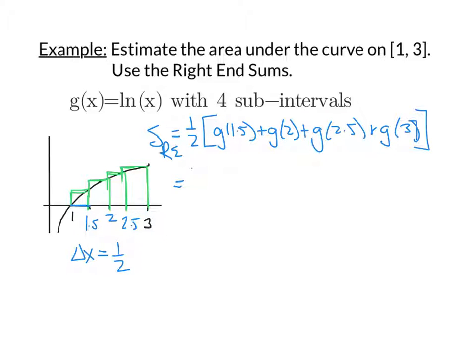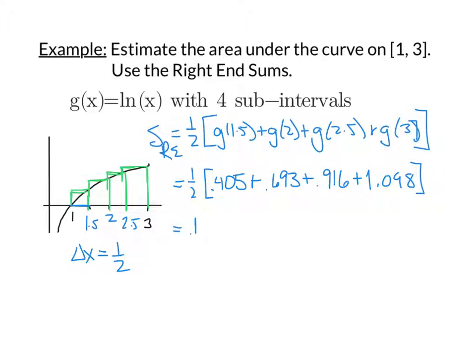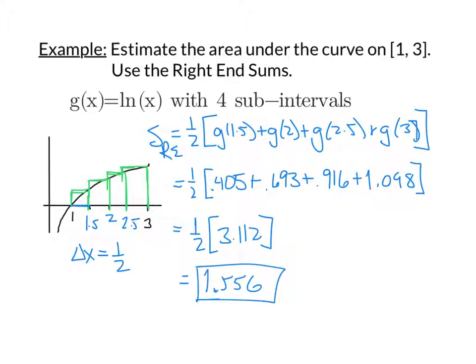This is going to take some calculating, and it's not really going to be pretty, so I'm going to do it real quick and just write all of my answers here. These are all of those individual natural logs, and now we have to add all them decimals up. I get 3.112 and finish off by dividing by 2. 1.556. And there's our estimate. Still recognize that this is an overestimate because I'm counting more area than what is under the curve.